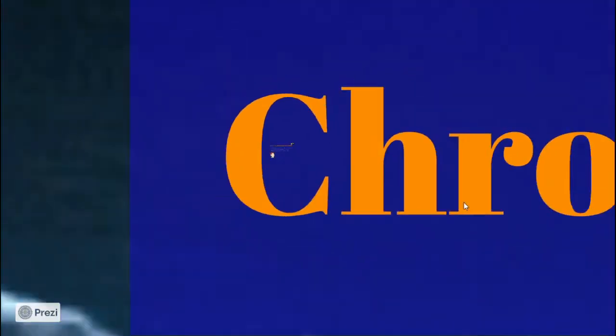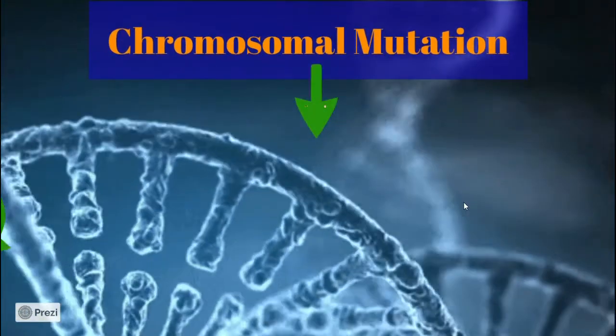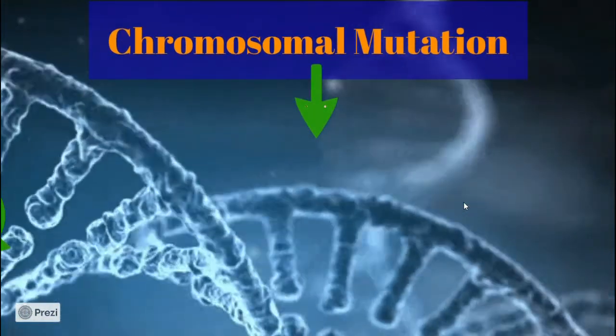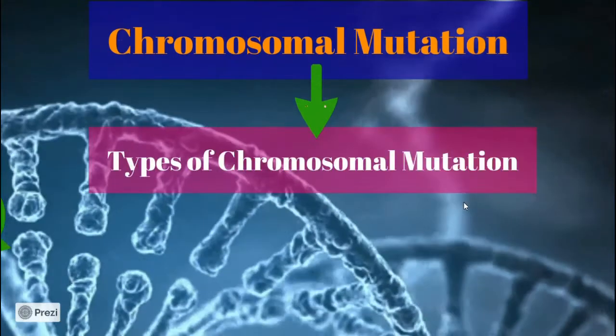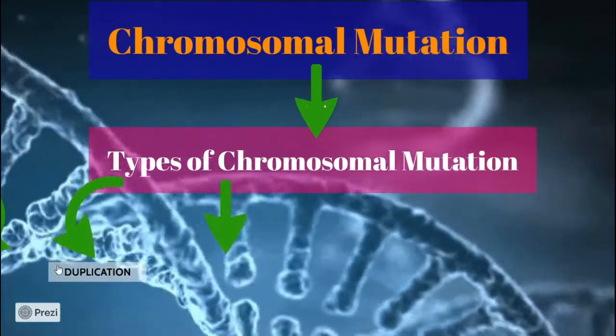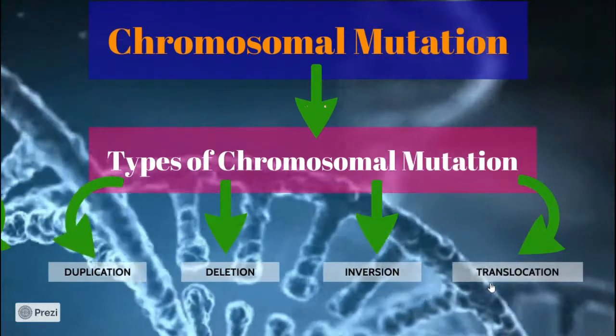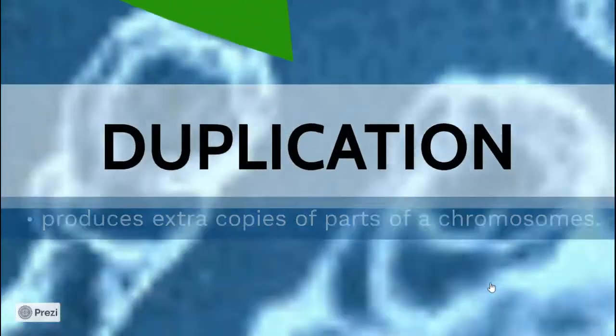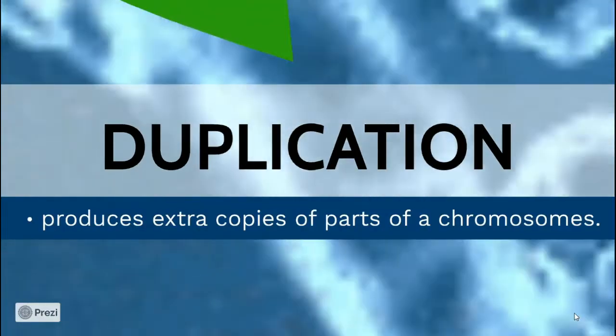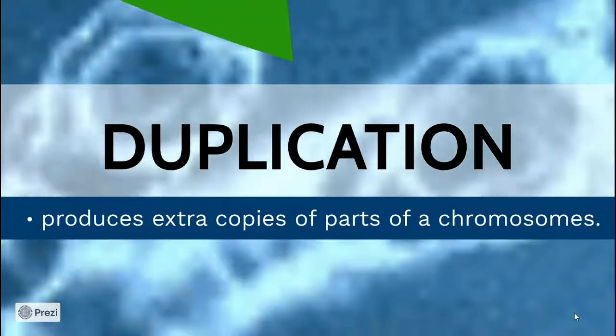In chromosomal mutation, we have different types. We have duplication, deletion, inversion, and translocation. Duplication means you duplicate or produce an extra copy of part of a chromosome.